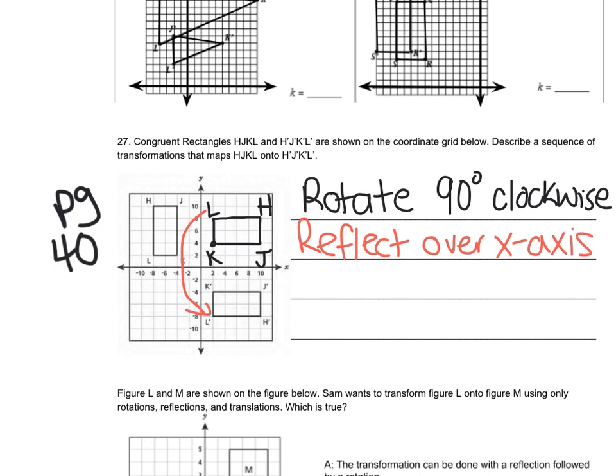So remember, with these, you want to be as descriptive as possible. If you're rotating, how many degrees and which way, reflection over what line or axis, and then a translation, how far are you translating?